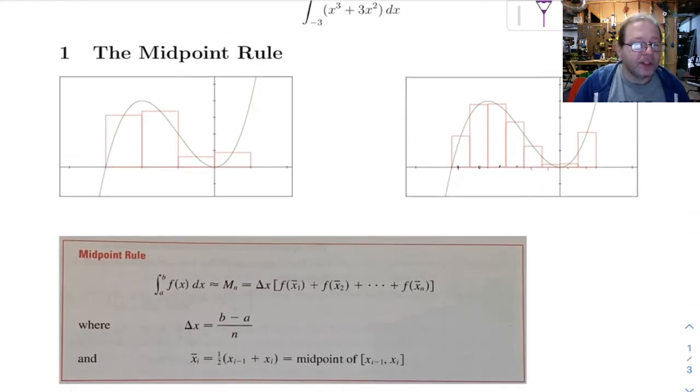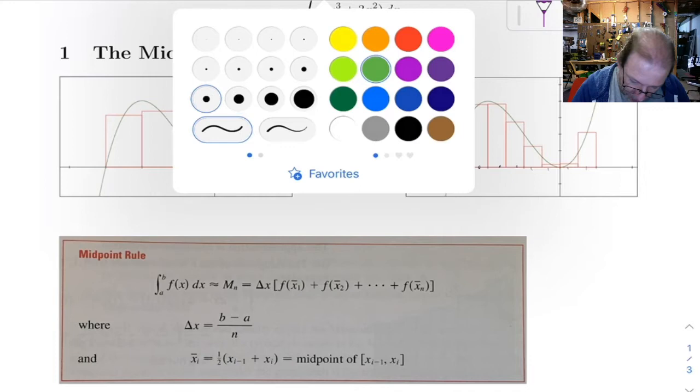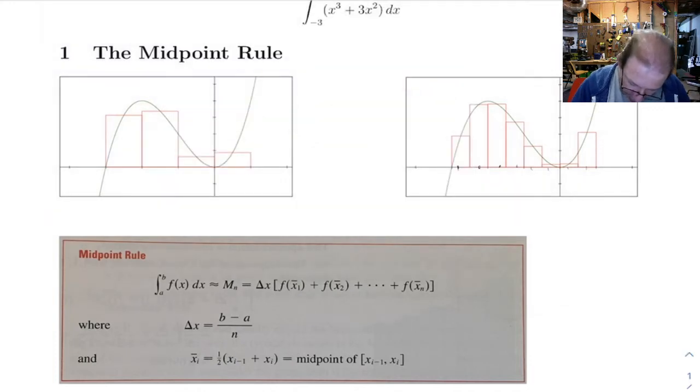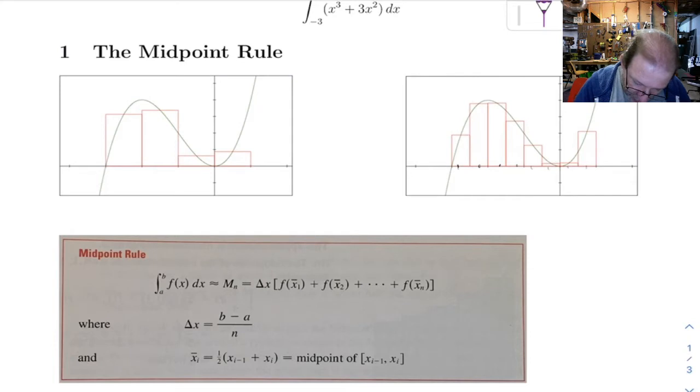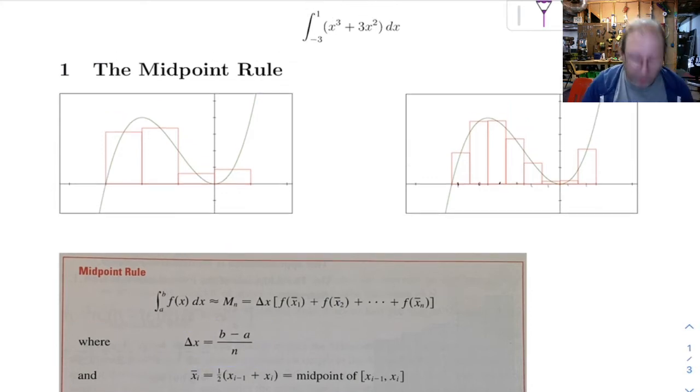The midpoint rule is written out like this in the textbook, and what this is saying is you've got a bunch of rectangles. The midpoint rule says that the approximate area under the curve, this integral, is equal to delta x times all these f values. Delta x is (b minus a) over n, the width of the rectangles. So you're multiplying the width by all of the heights added together, and that gives you the total area of all those rectangles.